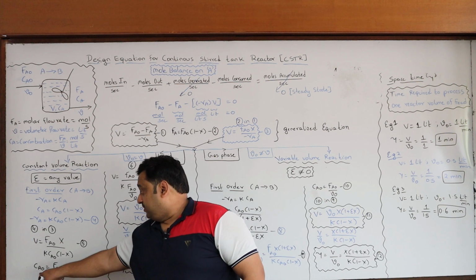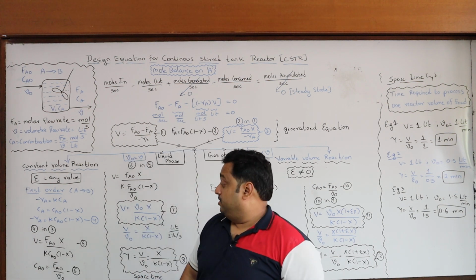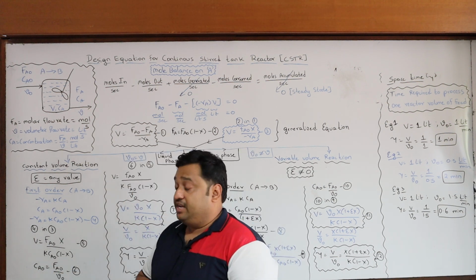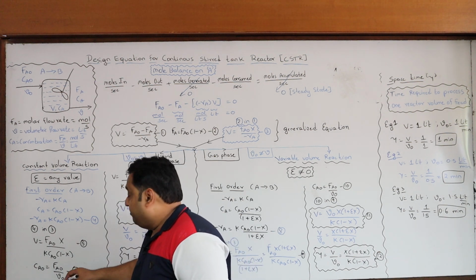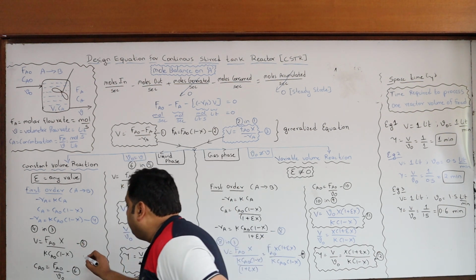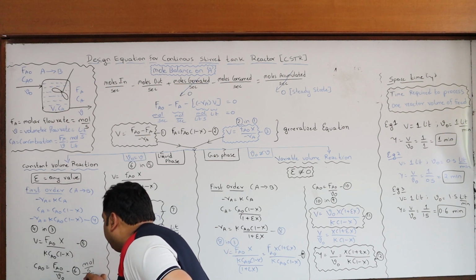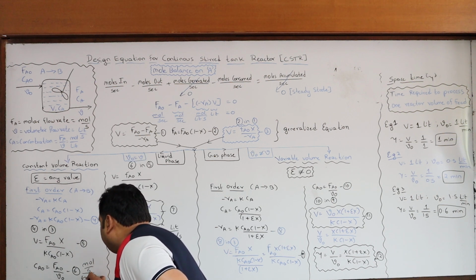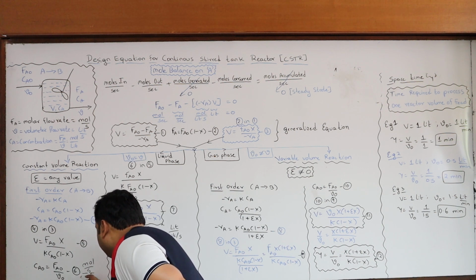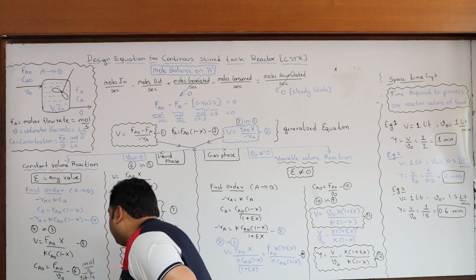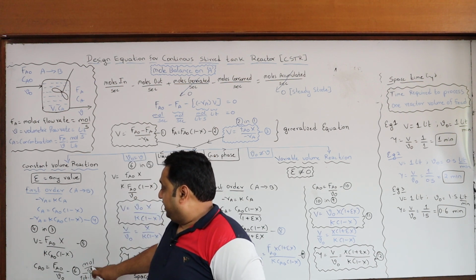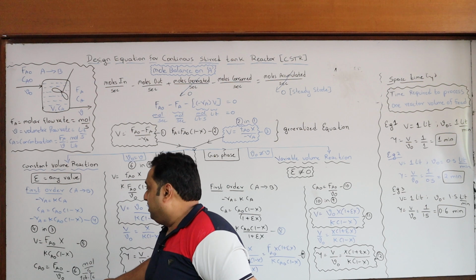Now Ca0, I know my initial concentration is equal to molar flow rate divided by volumetric flow rate. How? Molar flow rate has the units of moles per second, and volumetric flow rate has the units of, for example, liter per second, okay. Now you get seconds cancel, the concentration is nothing but mole per liter, okay.